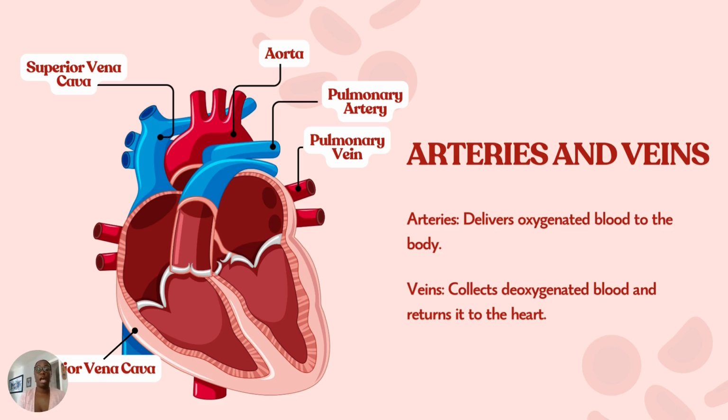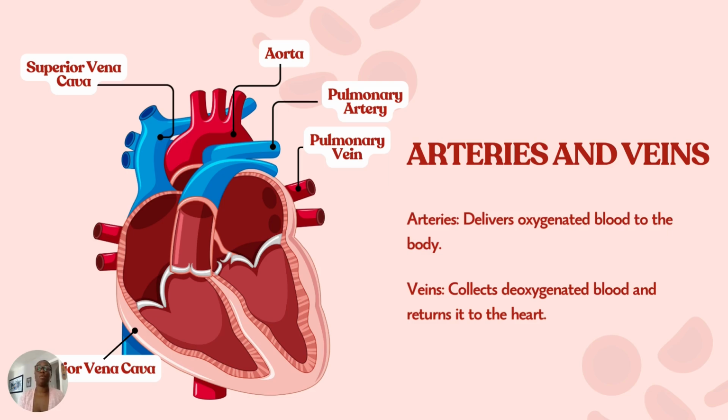So typically the job of the arteries is to deliver oxygenated blood through the entire body. And the biggest artery in the human body is the aorta. A smaller but also very important artery is the pulmonary artery. So the pulmonary artery is colored blue because it carries deoxygenated blood from the heart and takes it into the lungs. So that's the job of the pulmonary artery.